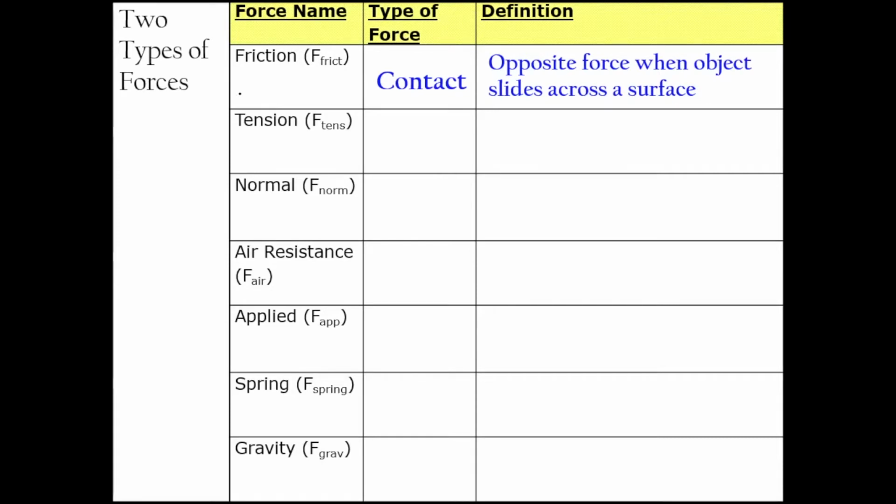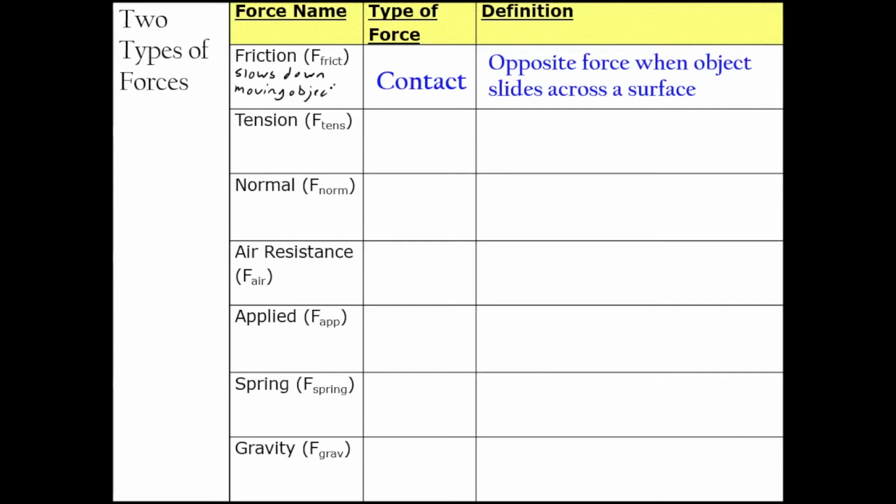So for instance, if I have a box right here and it's moving to the right, so it has some velocity to the right, friction is acting on this box in the opposite direction. So I would have friction acting in the opposite direction. And friction also is just a force that slows down objects that are moving.